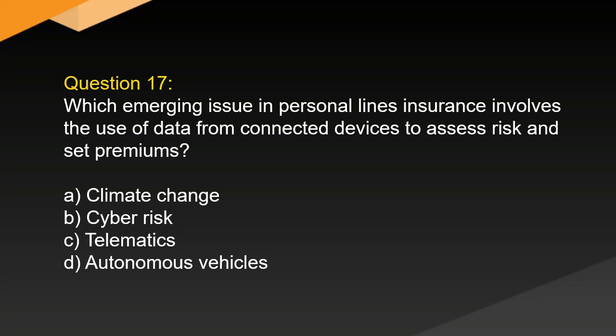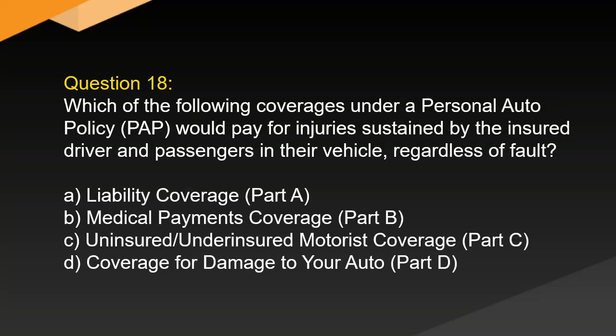Question 17. Which emerging issue in personal lines insurance involves the use of data from connected devices to assess risk and set premiums? A. Climate change. B. Cyber risk. C. Telematics. D. Autonomous vehicles.